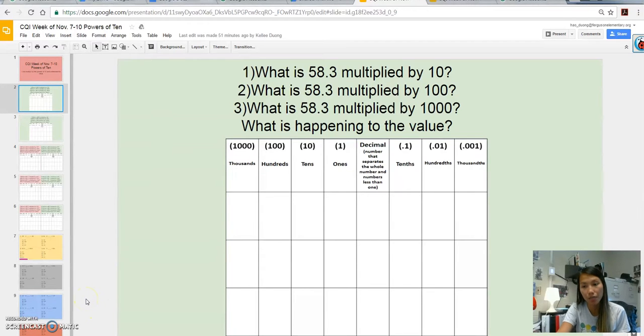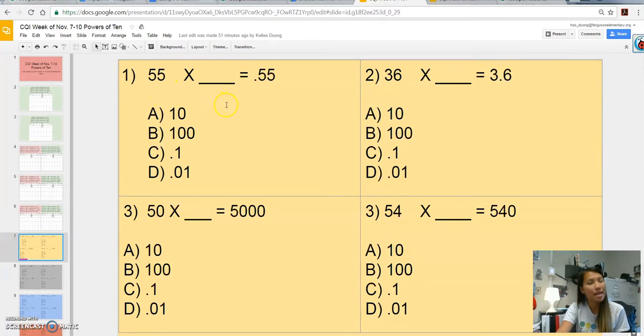Alright, my friends, for the second part of CQI, we also want to talk about how we can multiply numbers, and then our answer could possibly get smaller. Let's look at the first one. It says 55 times a number will actually give you 55 hundredths.